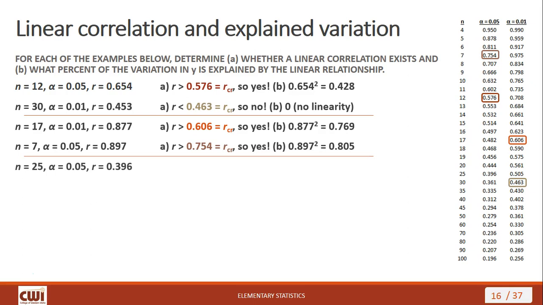Let's look at one more example. Here we have a sample size of 25, significance level of 5%. Our R value that we calculate is 0.396. Again, I'll give you a moment to determine your answer to the same questions.